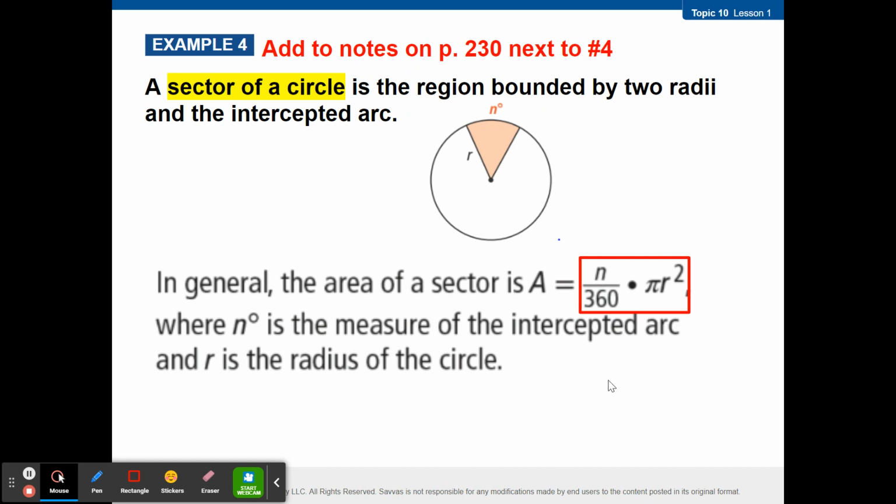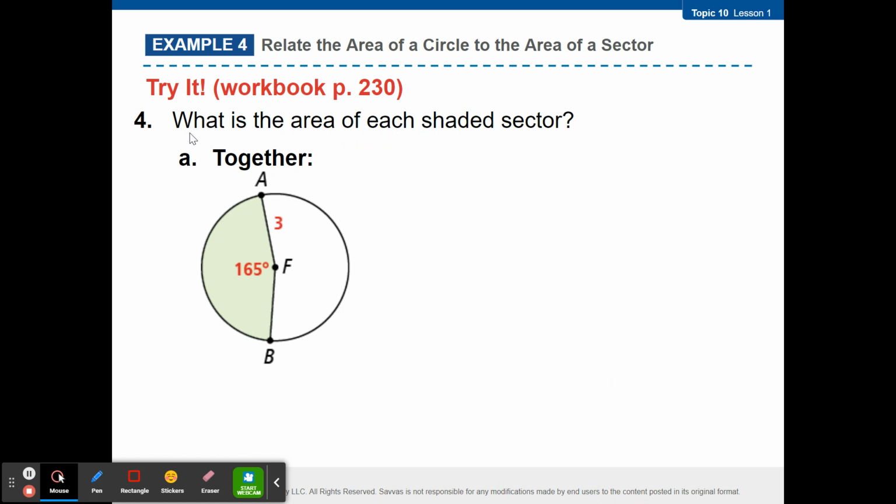Okay. Who's still writing? All right, so let's talk about this. What is the area of each shaded sector? Again, I'm going to harp on the whole idea of this exact answer thing, okay? So our first step is to take 165, divide that by 360. That gives us that fractional part that we're looking for. And then this will be pi times the radius squared.